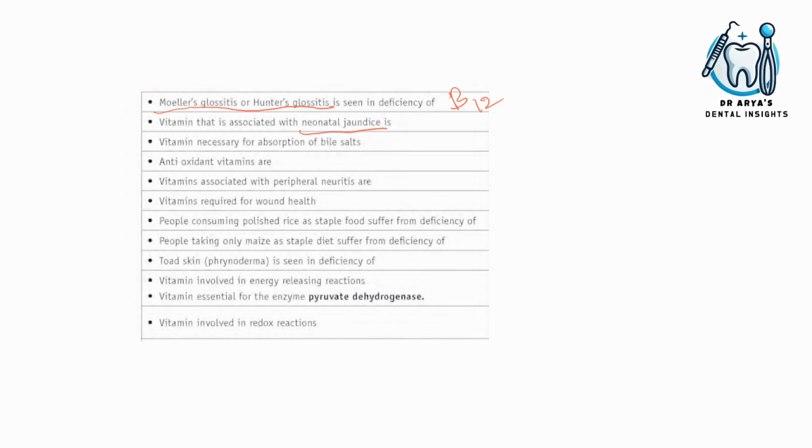The neonatal jaundice associated vitamin is vitamin K. For absorption of bile salts, the vitamins are D and K. Antioxidant vitamins are vitamin A, vitamin E and vitamin C. Vitamins associated with peripheral neuritis are vitamin B1, B12, B6 and E. Vitamins required for wound healing are A and C.